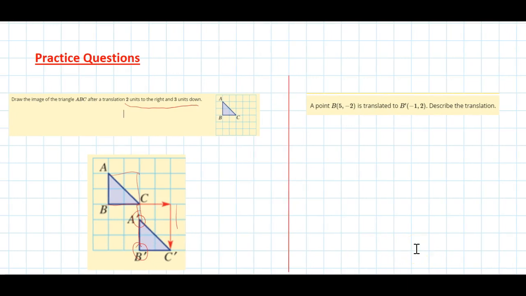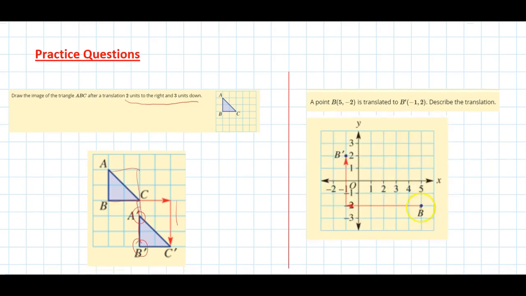Now what if we had to describe this translation? Here we have point B at 5, -2, translated to -1, 2. What would that look like, and how would we describe that? I'll put up an example and show you how we got it. Here, this is what it looks like on a grid. We have point B, this is our starting point, and it's translated here to -1, 2. Now, how do we describe that translation?